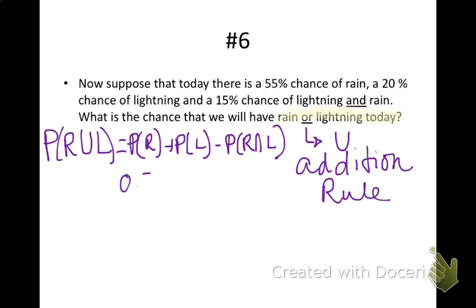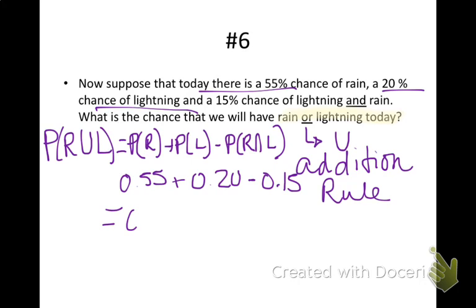So that's 0.55 plus 0.20 and then minus the 0.15, and that all equals 0.60, so 60%.